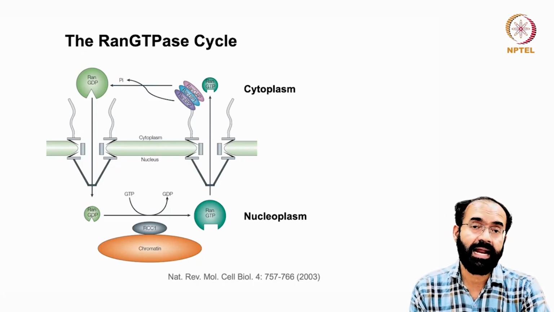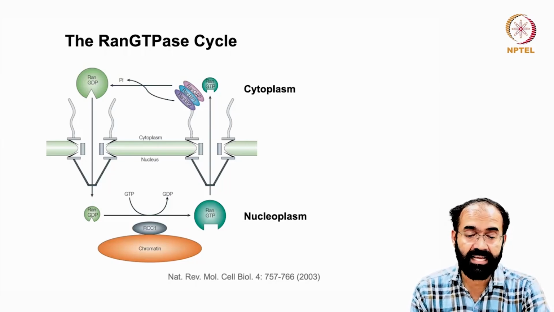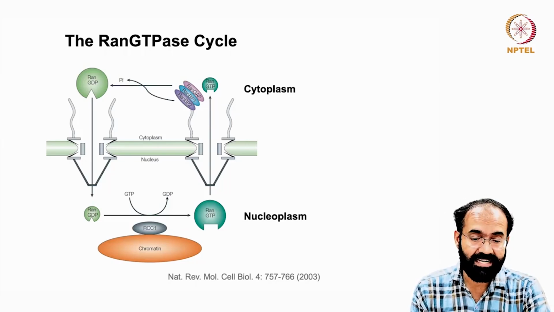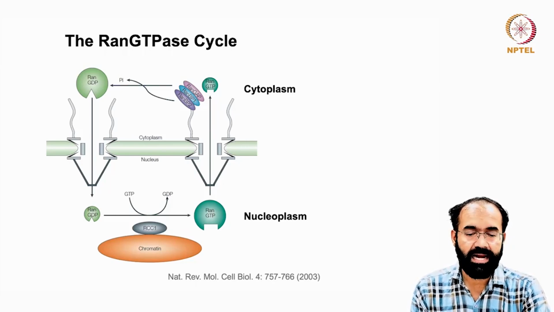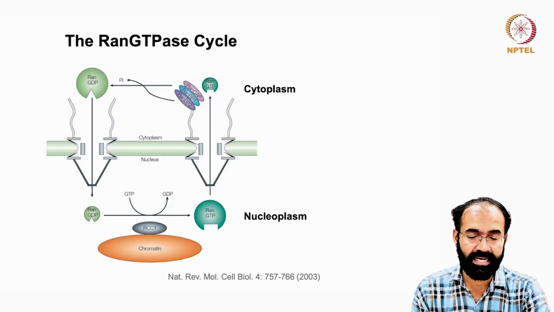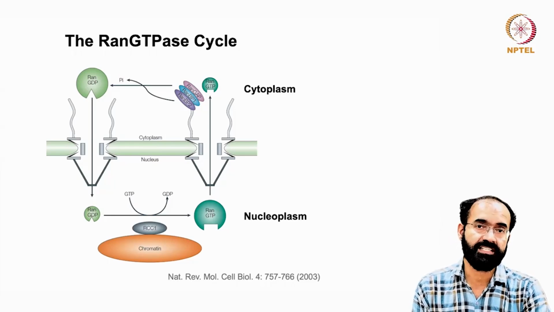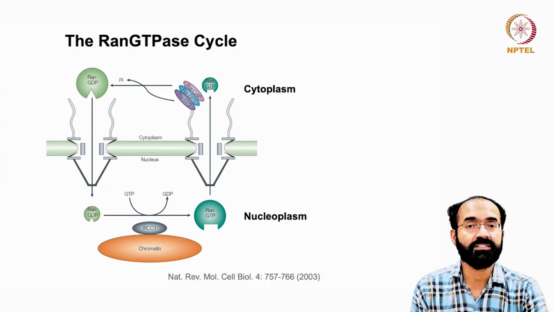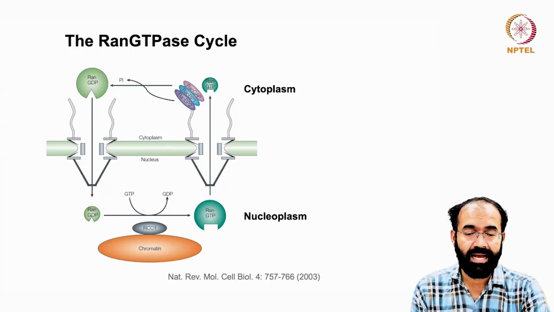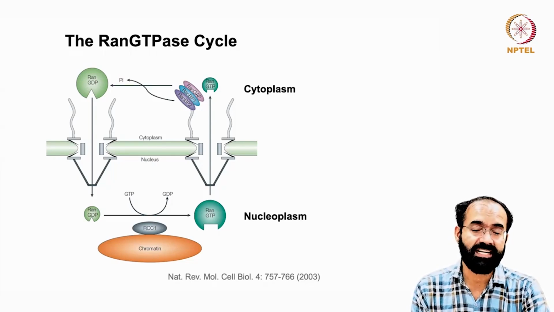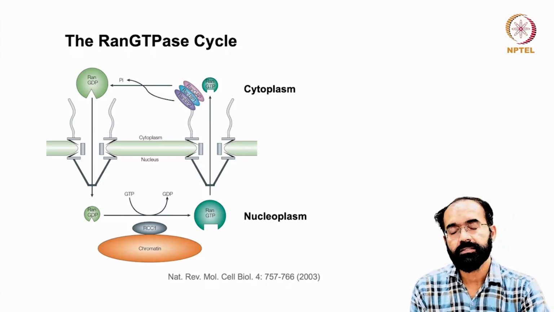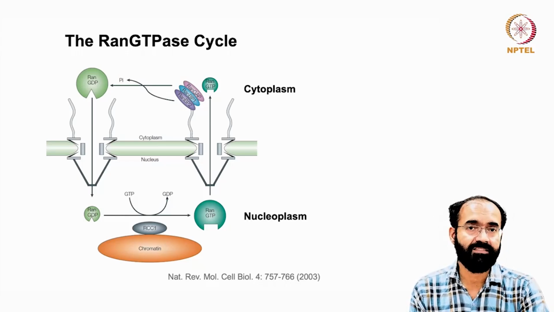It is given because the RAN GDP concentration is high in the cytoplasm, whereas it is low in the nucleus. In the same way, RAN GTP is bigger in the nucleoplasm and smaller in the cytoplasm. The bigger RAN GTP in the nucleoplasm indicates its concentration is very high, because RAN GTP has a function. So it has to be there. It has a function in the nucleus, and its concentration in the cytoplasm will be low. And this increasing and decreasing of levels is also important.